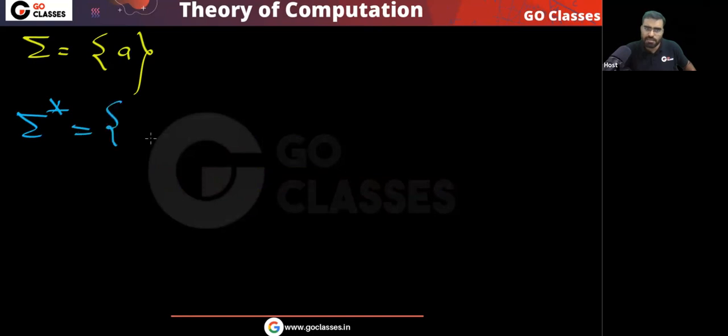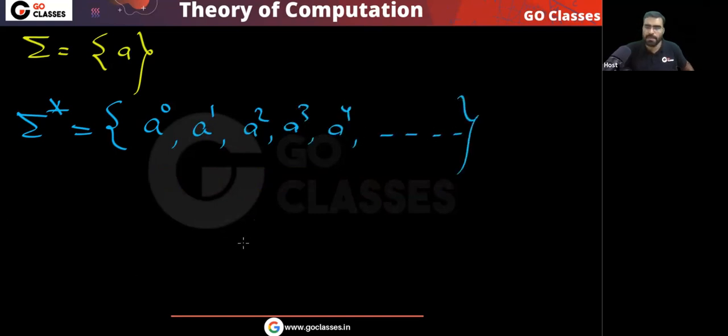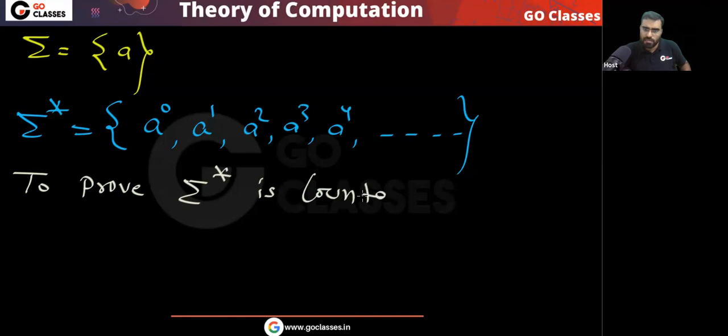How to do that? Remember, sigma is given to you. This is the unary alphabet. What will be sigma star? Sigma star will be A power 0, A power 1, A power 2, A power 3, A power 4, and so on. Now, how to prove that sigma star is countable?